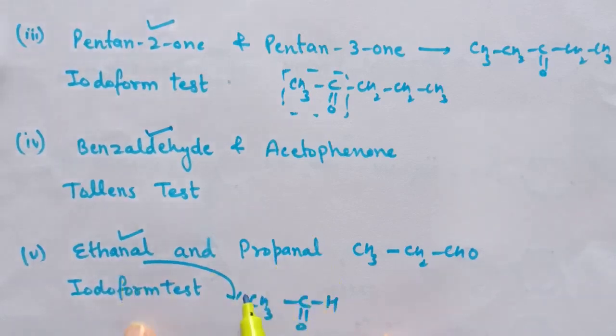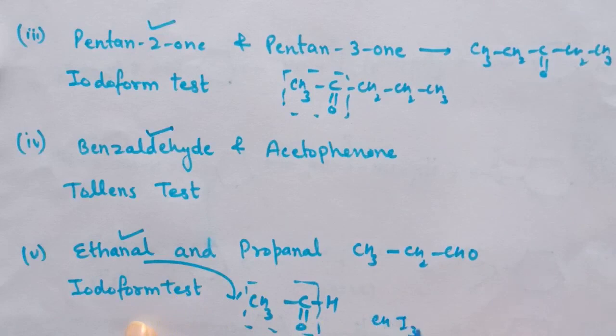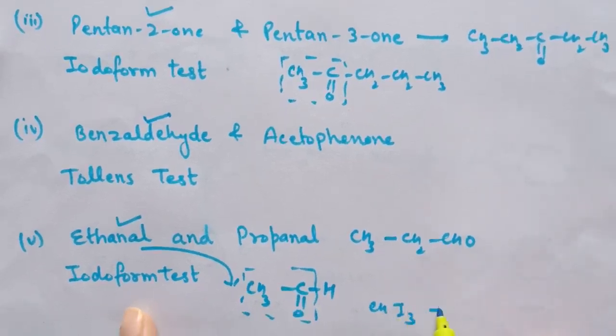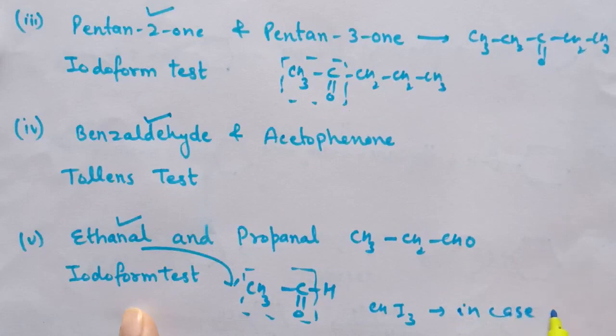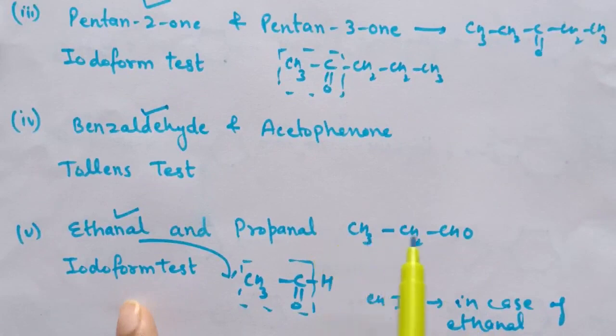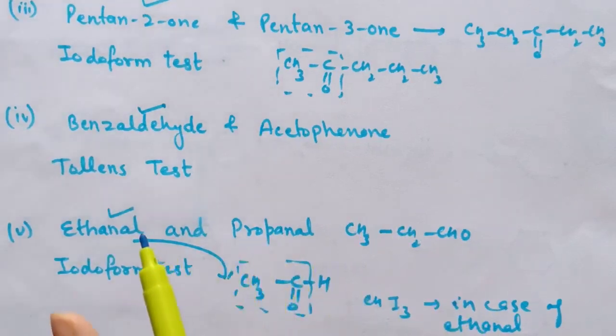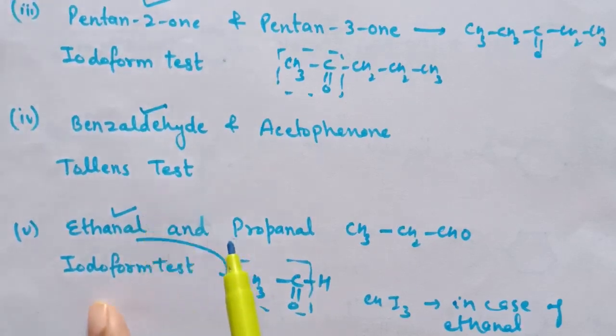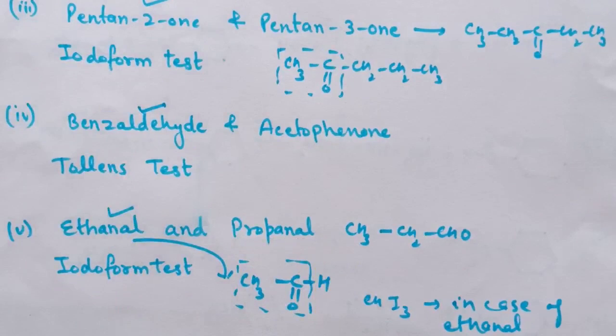Now ethanal has the terminal COCH3. So it will give a positive iodoform test, and a yellow precipitate of iodoform is obtained in the case of ethanal. Whereas propanal does not have the COCH3 terminal, therefore the iodoform test is not positive for propanal. So to distinguish ethanal and propanal, the iodoform test is done. Ethanal gives a positive iodoform test, whereas propanal does not. So this is all about the homework solution of lecture number 4.